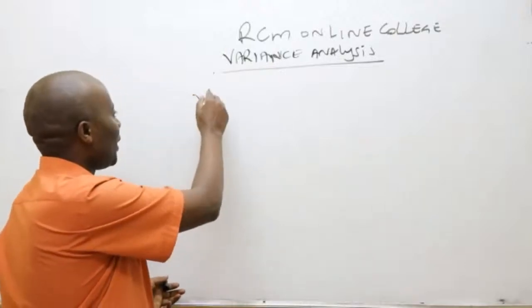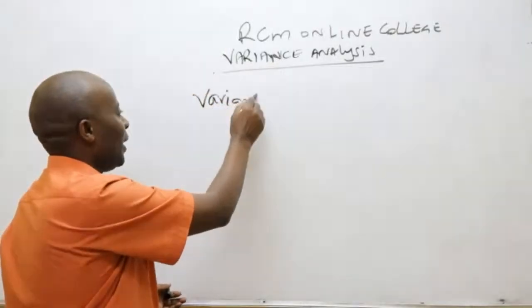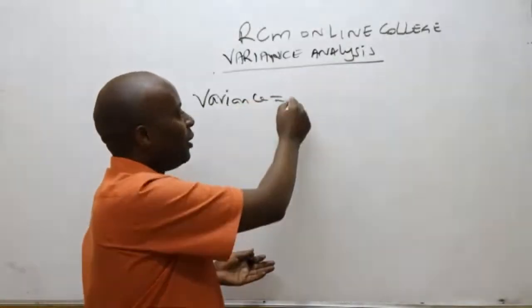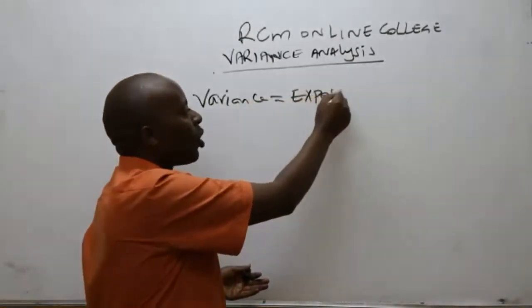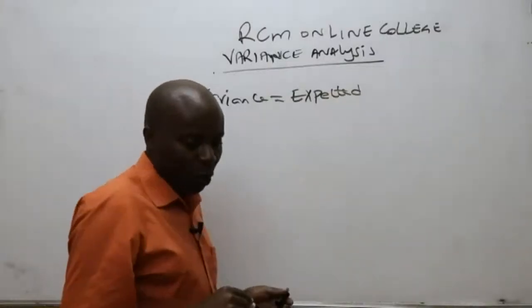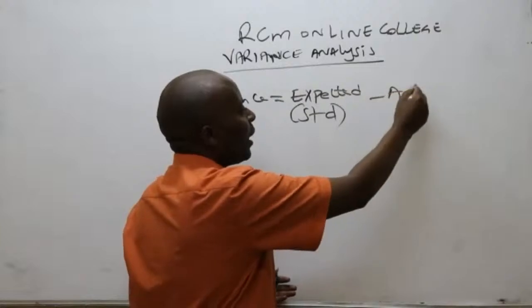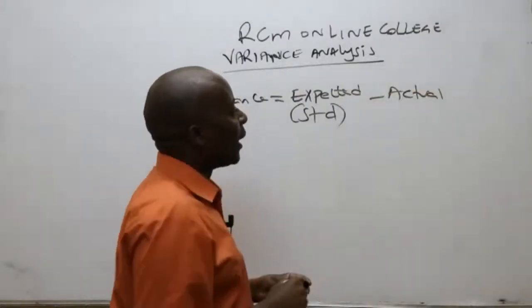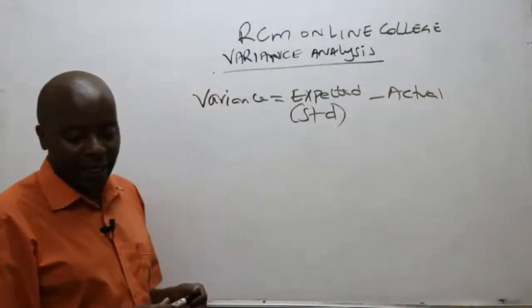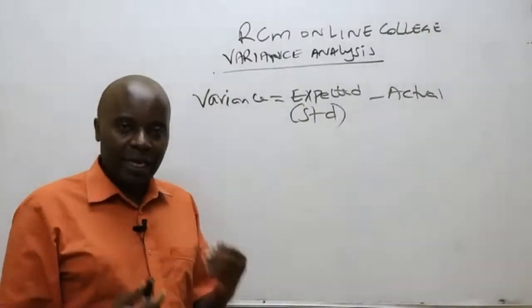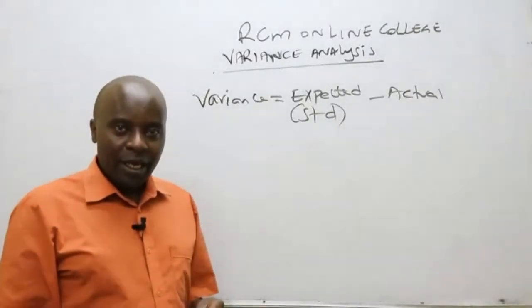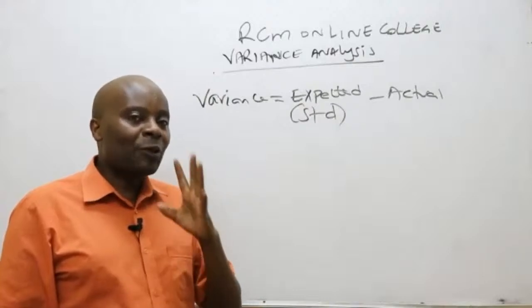Ladies and gentlemen, this lady called Beatrice has given us something very nice. She's told us that a variance basically is a deviation. Deviation means you take what we call the expected, what we shall be calling the standard. So standard minus what here, somebody? Minus the actual. Standard minus the actual. I like that.